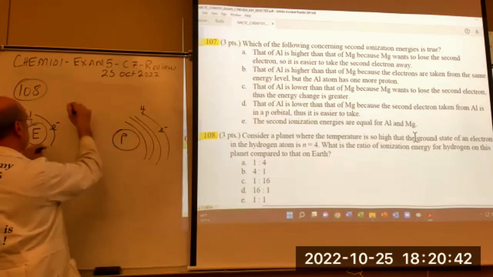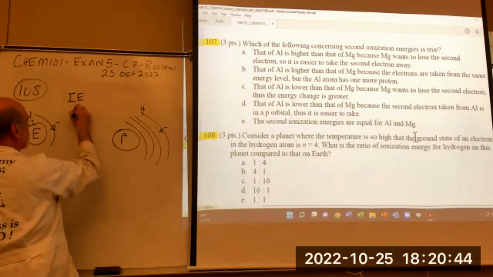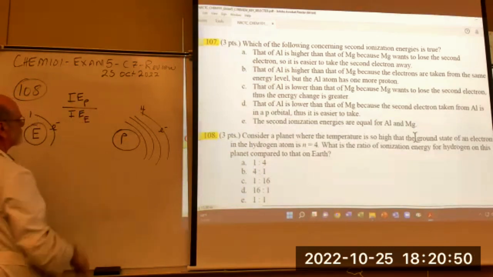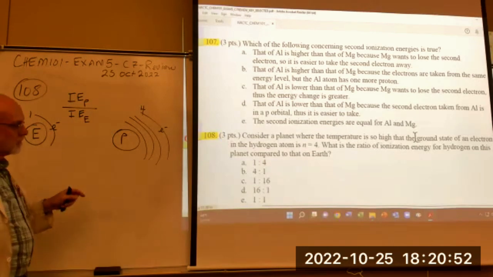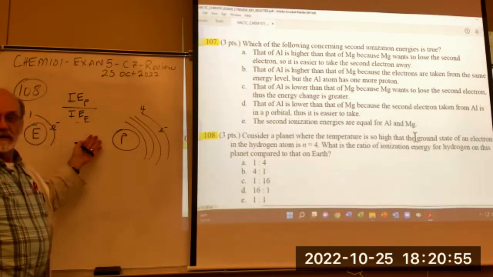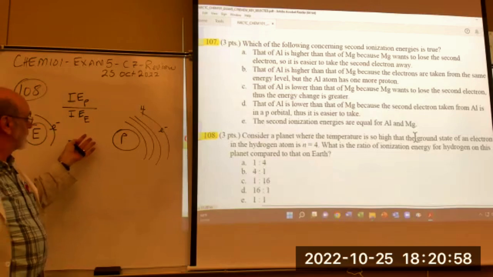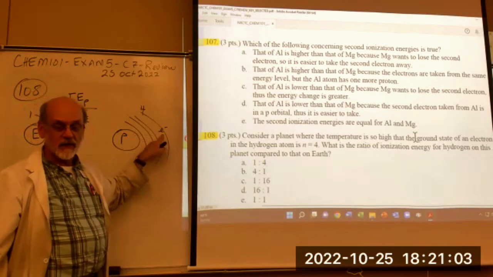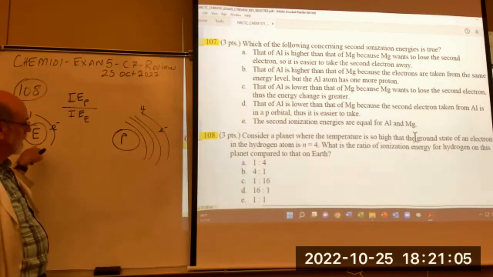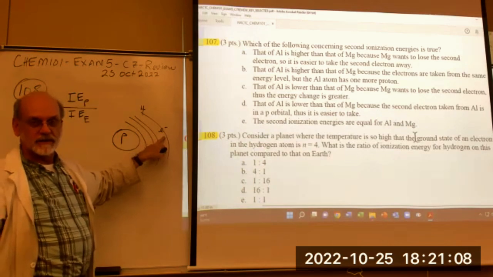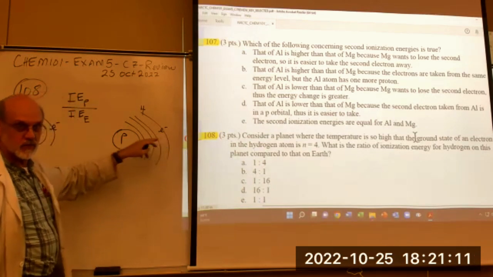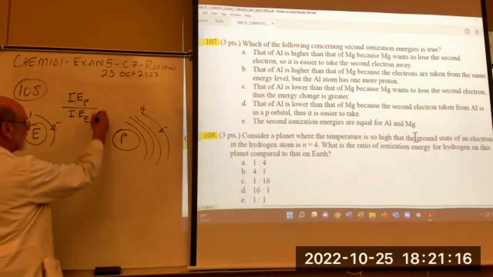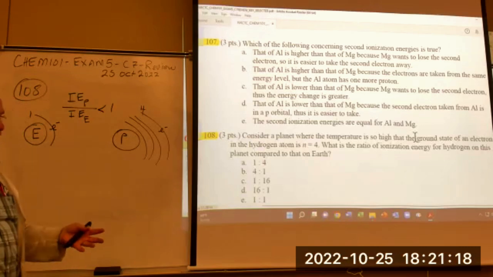What we're looking for is the ratio: ionization energy for the planet divided by ionization energy for Earth. So should this number be greater than one or less than one? It's going to take less energy to remove that electron on the planet than it does on Earth, right? Because it's already up to level four. So a little bit more energy will be required, but a lot of energy from ground state one. So this should be less than one, some ratio less than one.